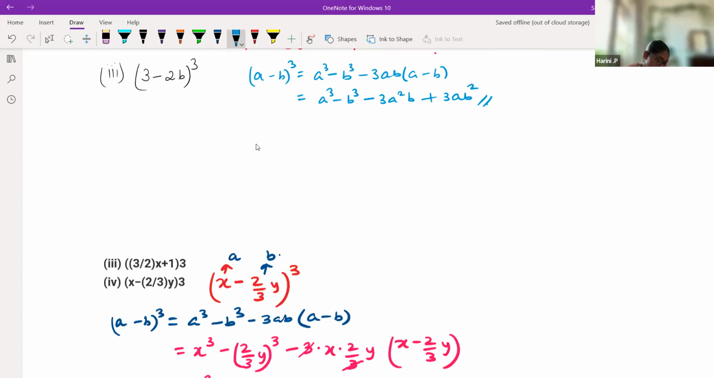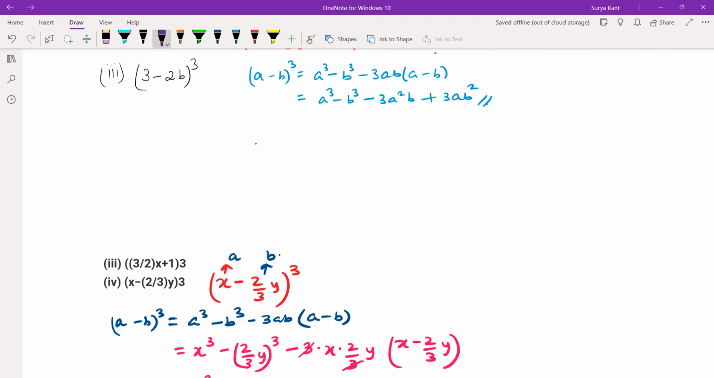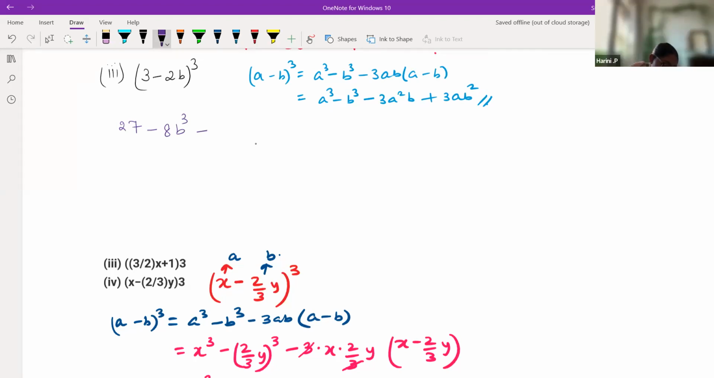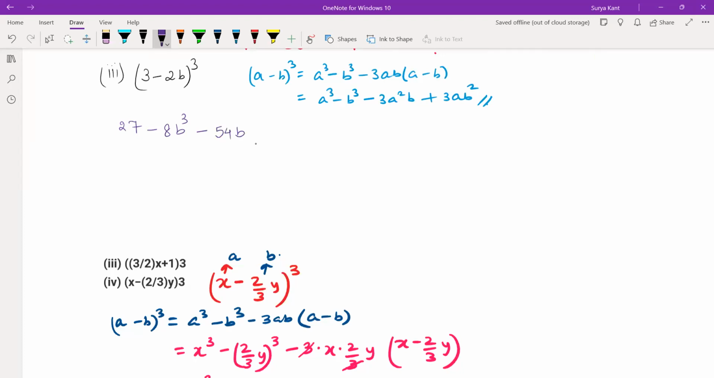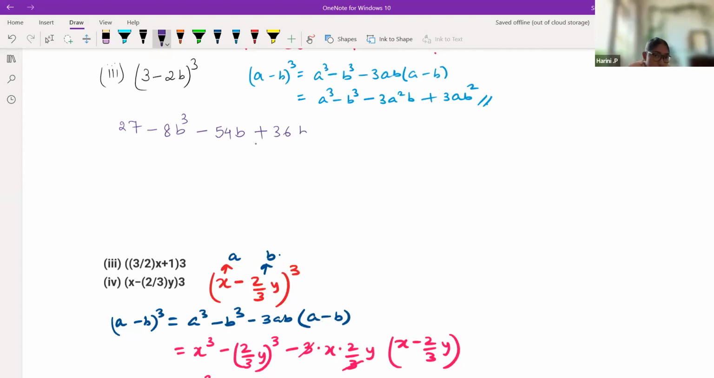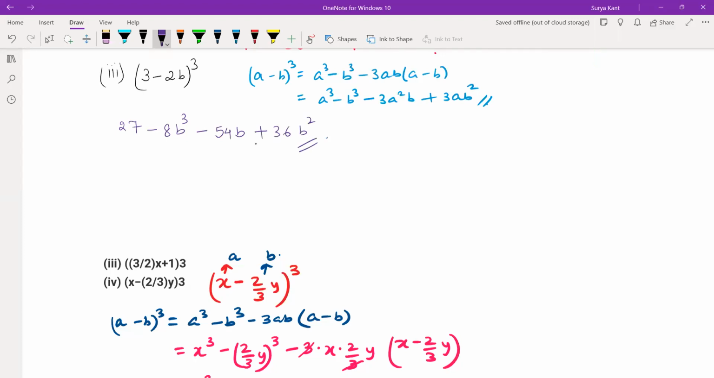Sir, I found the answer. Found the answer. Okay. So the answer is 27, right? Minus 8b to the power 3. Minus 54b square, minus 54b, okay, plus 36b square. All of you got the same answer, children? See? Just a second, checking. Yes, I got the same.